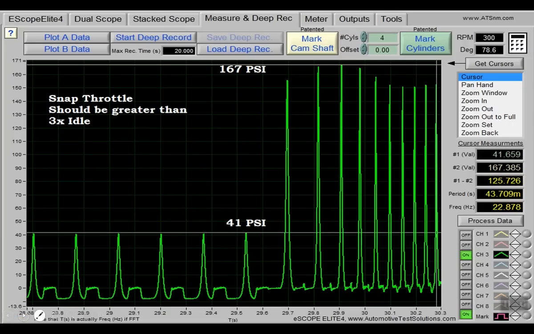So now this is my idle right here, and I'm coming across, and I've got about 41 pounds. Now, what I want to do is look right here at this peak and this peak and this peak. What I'm looking for is one of these to be high and then low and then high. And if I've got high, high, low, high, that tells me it's leaking.